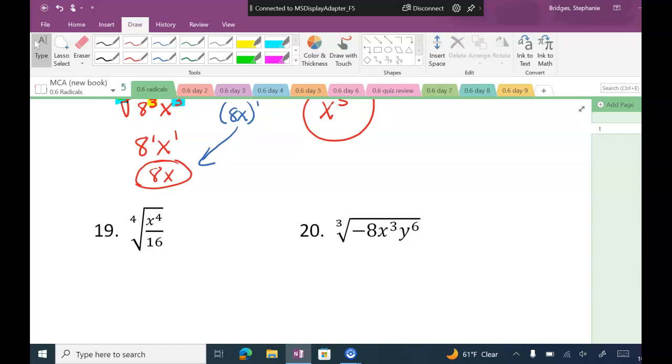With 20, just do each part individually. Do the cube root of -8. Then do the cube root of x to the 3rd. Then do the cube root of y to the 6th. Then you just multiply those together at the end.